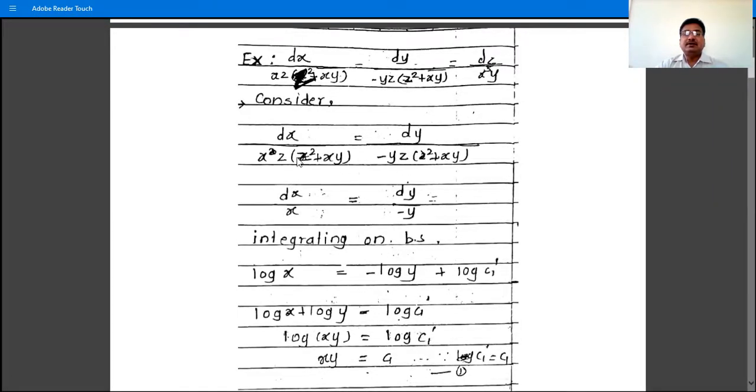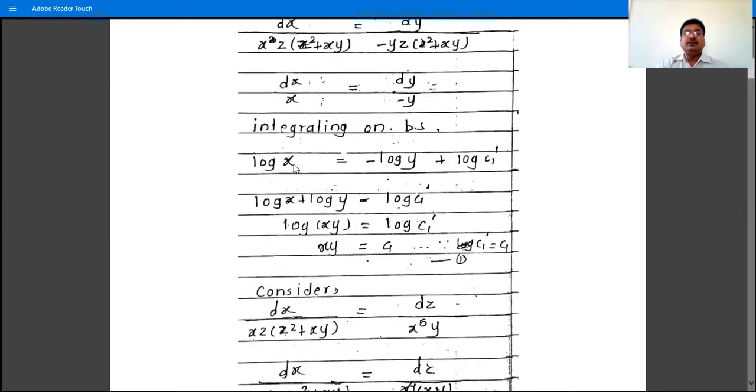Z is also cancelled, and therefore we have dx by x into z, this is x into z. Z and this bracket cancel, and therefore dx by x is equal to dy by minus y, and therefore after integrating we have log x. This is in variable separable form. So after integration we have log x is equal to minus log y plus constant of integration.